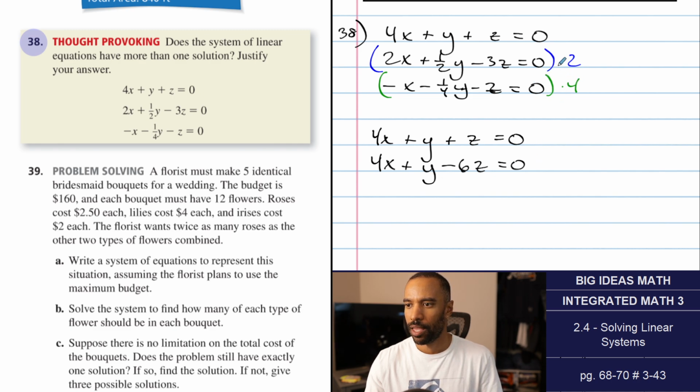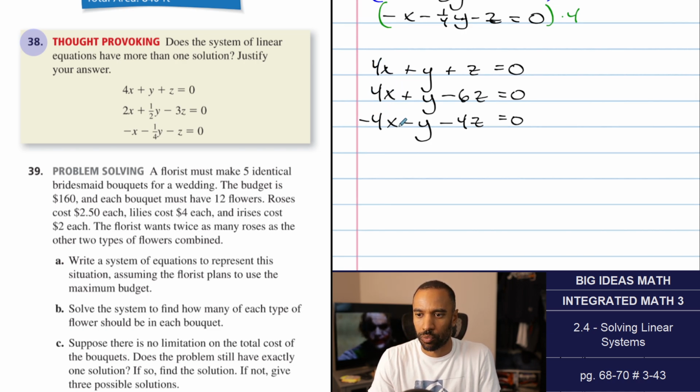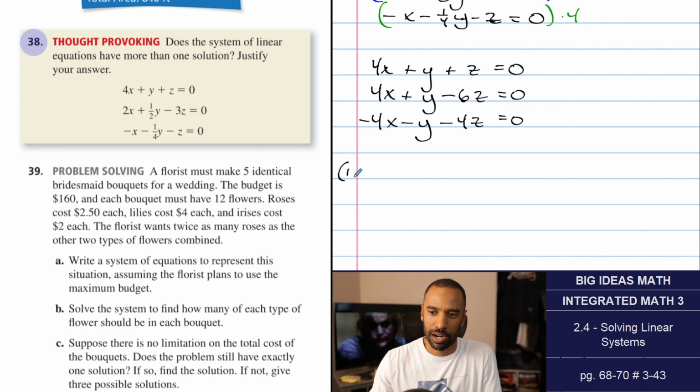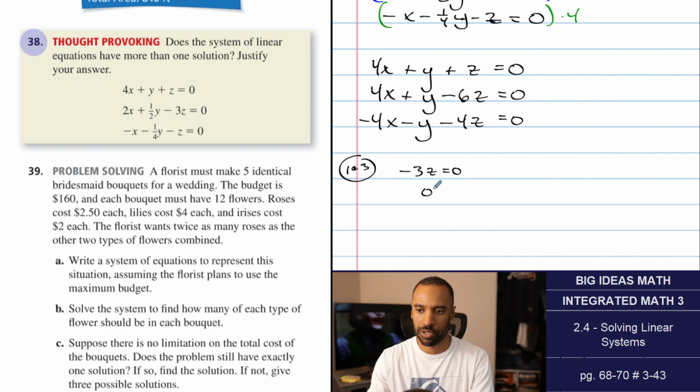Oh, interesting. Remember, 0 times anything is still 0, so these stay as zeros over here. 4 here is negative 4x. This is minus 1y minus 4z equals 0. All right, let's just combine equations 1 with 3 and 2 with 3, because we can eliminate right down the list there. So in equations 1 and 3, y cancels, and z minus 4z is negative 3z. That equals 0, therefore z equals 0.